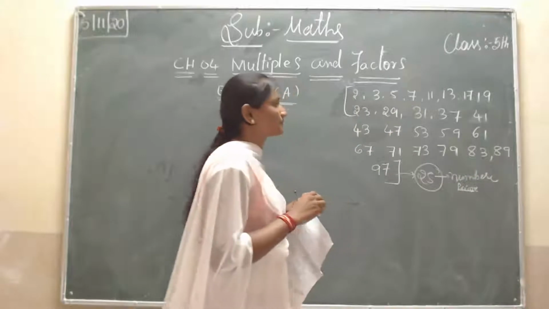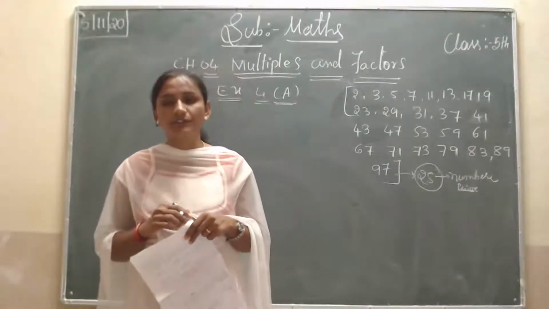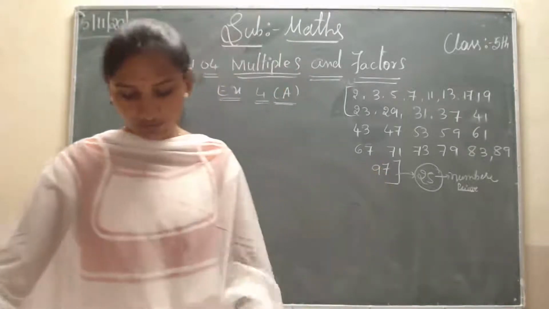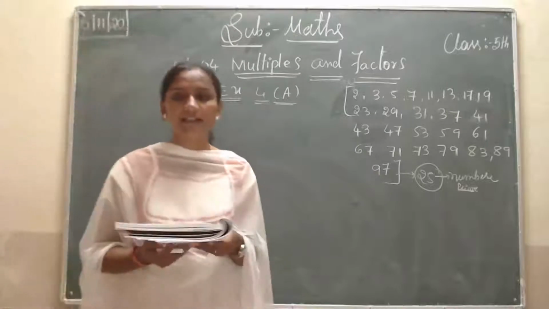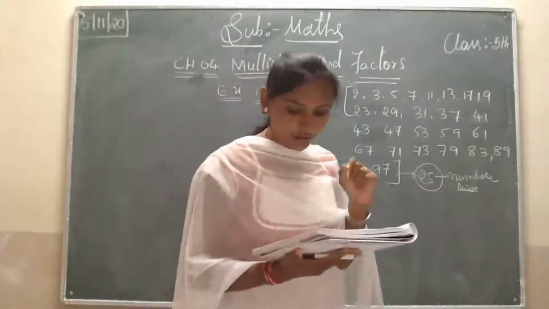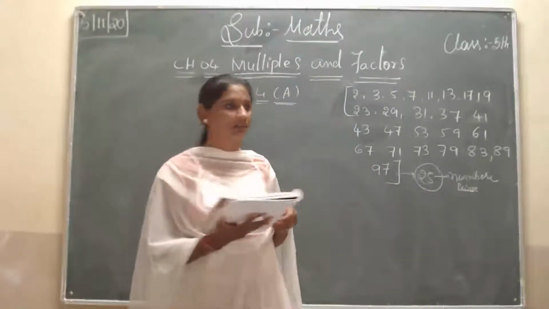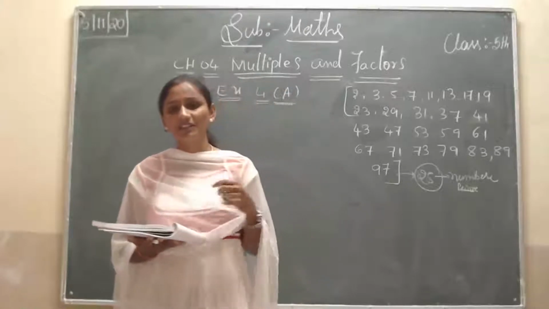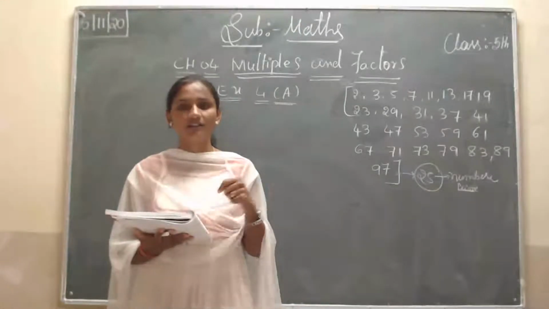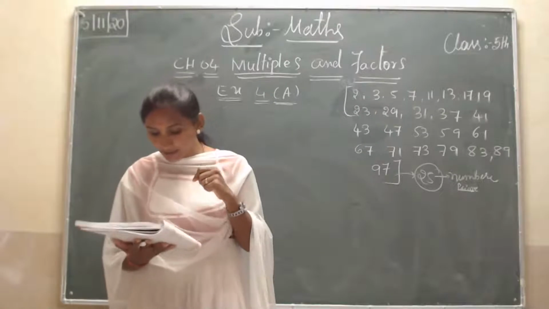In the first question, students, you have to open page number 51, the third one. What is the first question? It is A1: write all consecutive even numbers. What is the definition of an even number? A number that is divisible by 2 is called an even number.